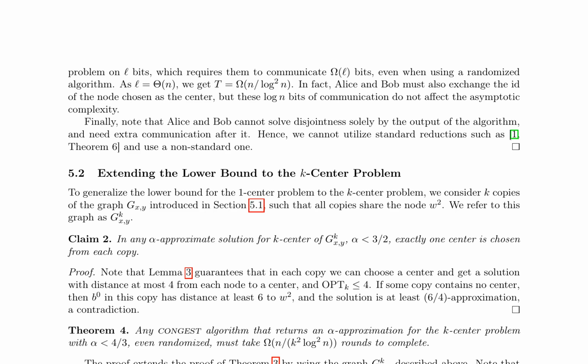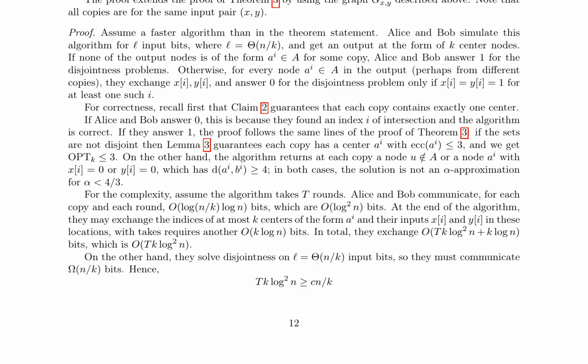The authors prove that the distance between a node i in set A and a node Bj in set B in the graph G(x,y) is at most 3, and define two strings x and y as disjoint if there is no index i such that x[i] = y[i] = 1. Lemma 3 shows that opt1(G(x,y)) = 4 if and only if x and y are disjoint. Theorem 3 states that any CONGEST algorithm that returns an alpha approximation for the one-center problem with alpha less than 4/3 must take Omega(n / log^2 n) rounds to complete.